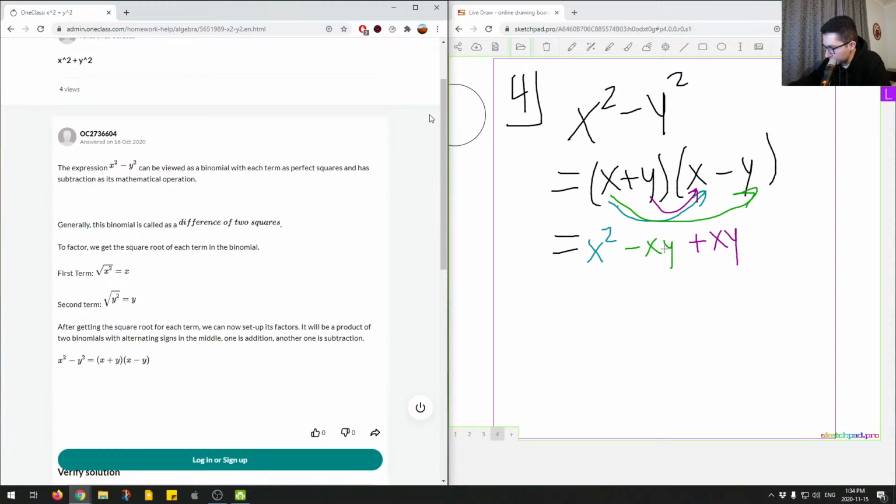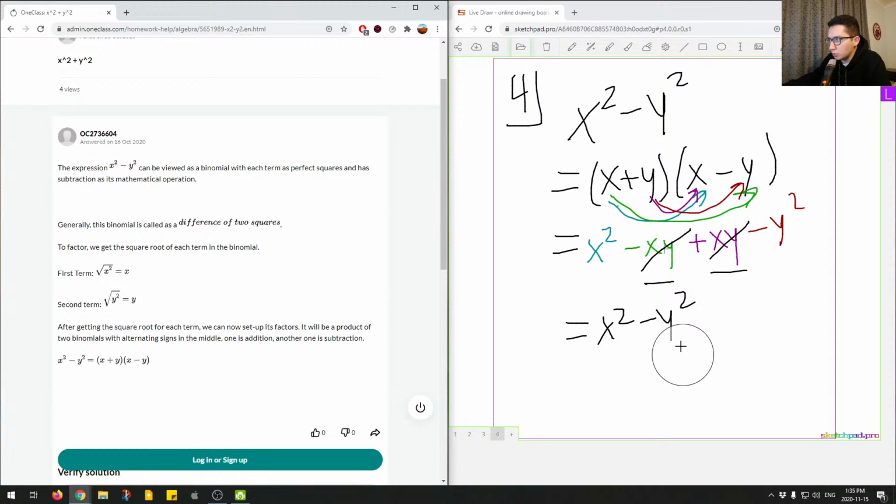And then finally, I'll do this one in red, we have FOIL last. So last is this right here, y times negative y, so we have negative y squared. So we can see right away this term and this term are identical, so they cancel out and we're left with x squared minus y squared. So whenever you're in a situation where you see two terms that can be squared and there's a minus sign in between, there's a difference of squares and it follows this format.